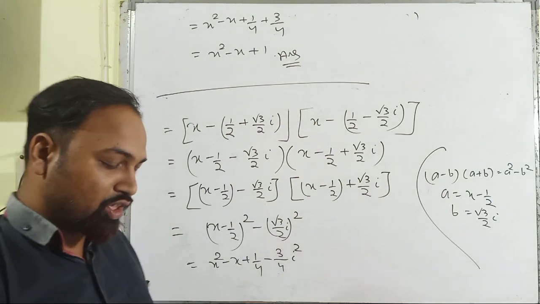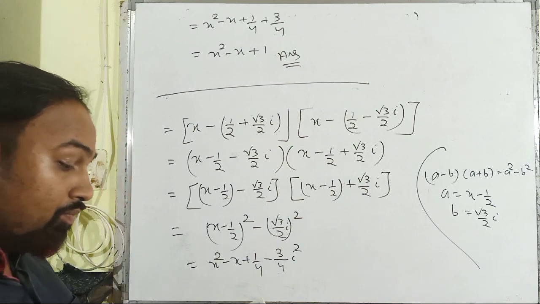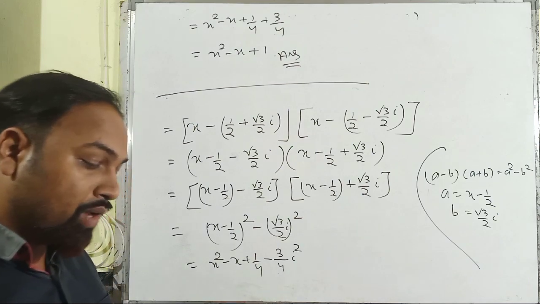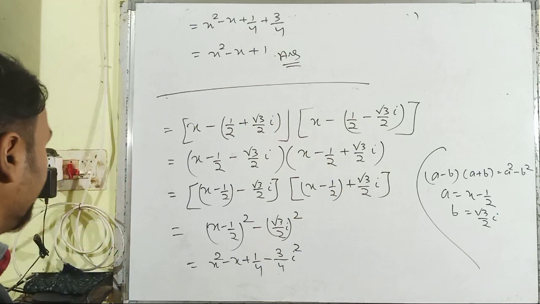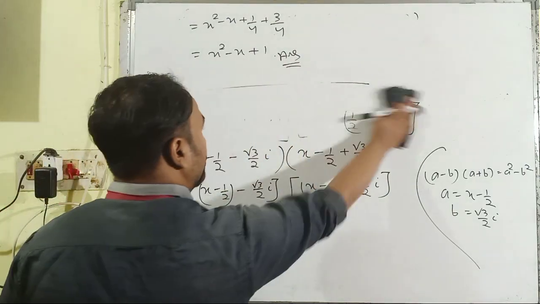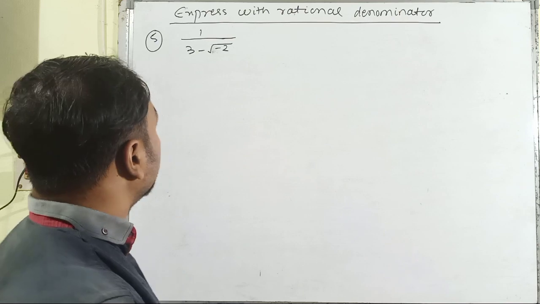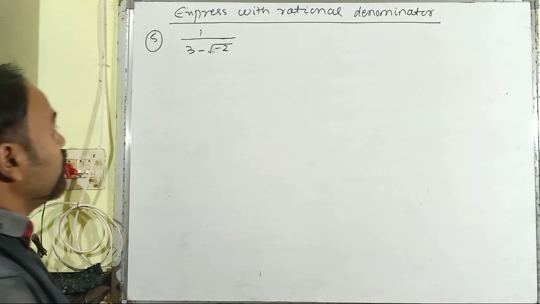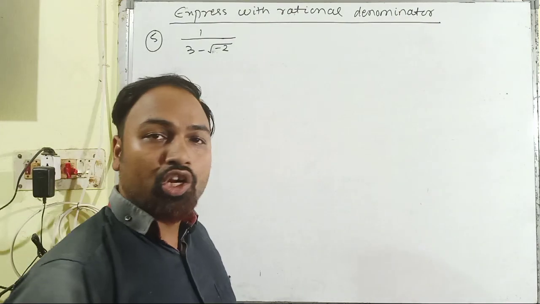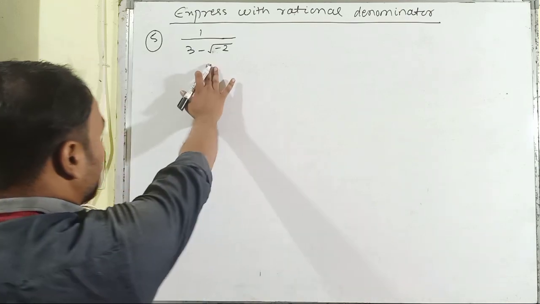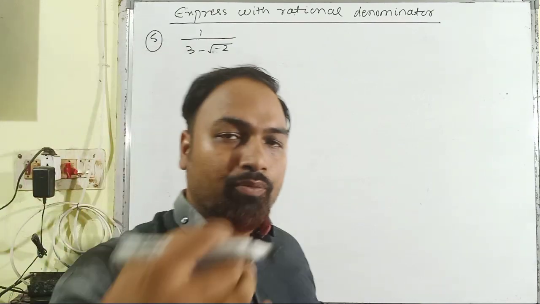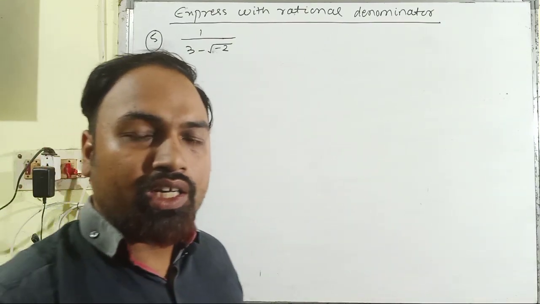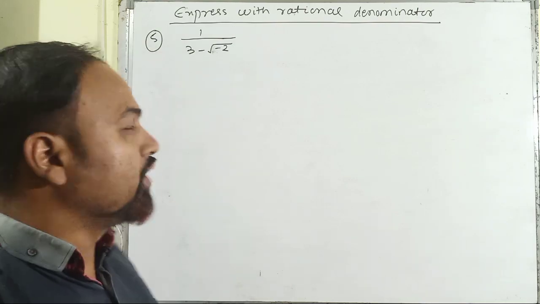Then moving towards the next phase of this exercise 6a, from number 5 up to number 10, we have to express all of the problems with rational denominators. So here it is the question number 5, and we have been asked to express with rational denominator form. That means in the given expression, the denominator must be a rational number. We have to rationalize it by multiplying the conjugate of the given complex number.